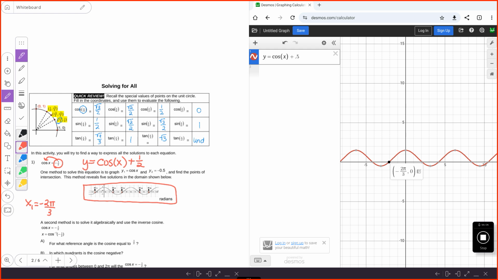Yep. All right, and then I can find x2. So I'm going to click on the next dot. What's identified as x2 on their drawing is 2 pi over 3.